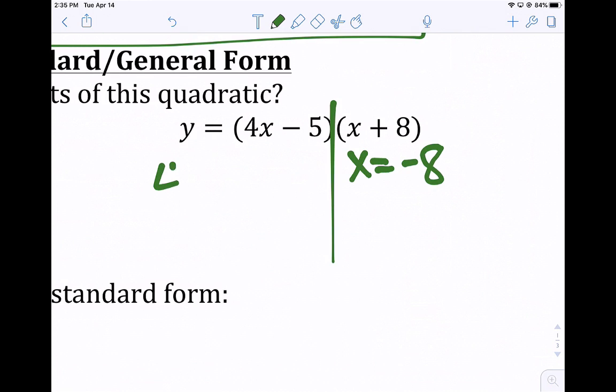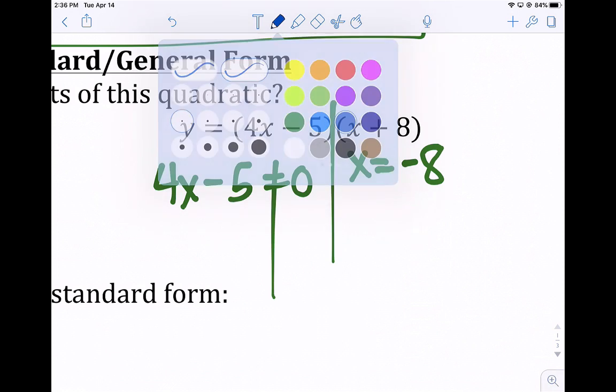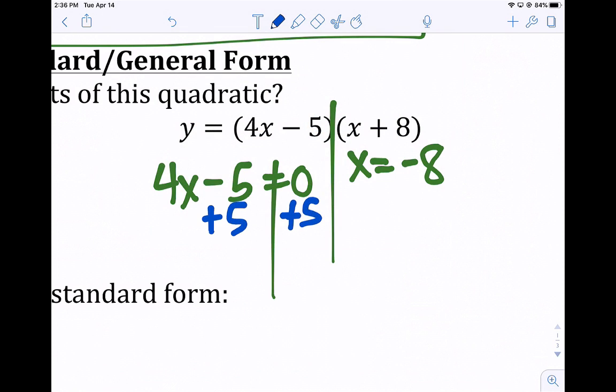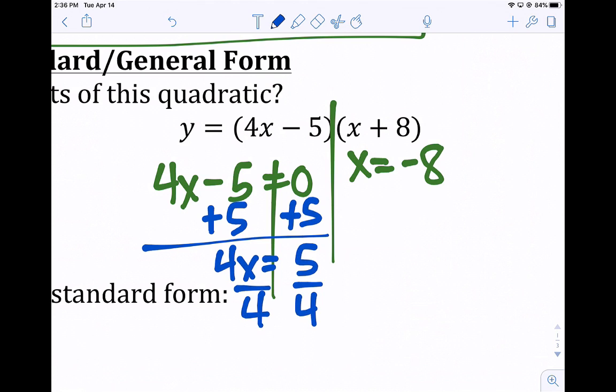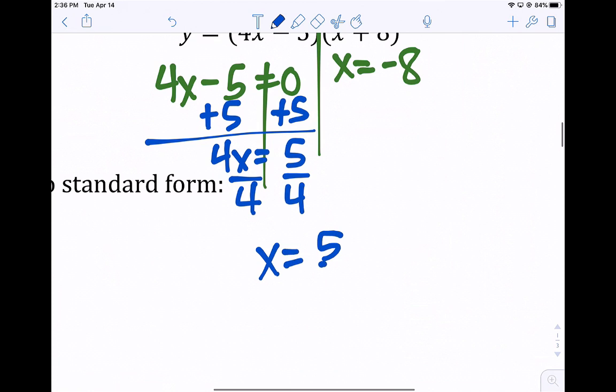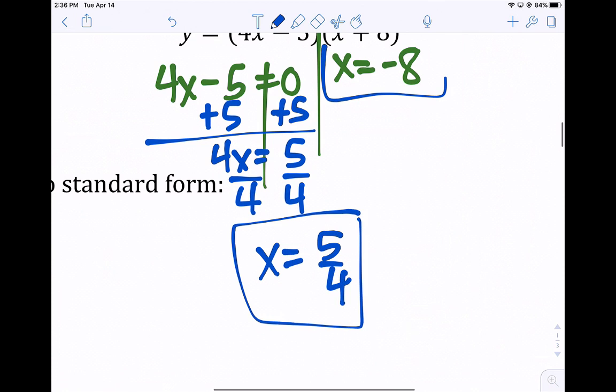The other one, if you're not sure what makes this 0, just make an equation. 4x minus 5 equals 0. Let's find the zeros for that. So here I'm going to add 5 to each side. So we have 4x equals 5. We'll divide by 4. So x equals 5/4, and we can leave it as a fraction, or if you want the decimal, you can do that as well.